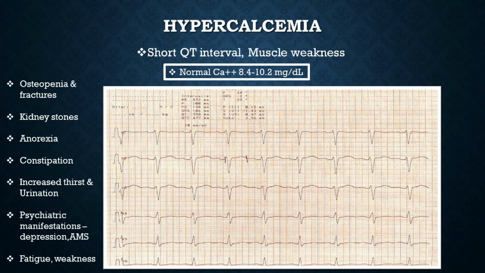Lastly, we have hypercalcemia, which presents on EKG with short QT interval. Other manifestations include osteopenia and fractures, kidney stones, anorexia, constipation, weakness, psychiatric manifestations like altered mental status and fatigue.